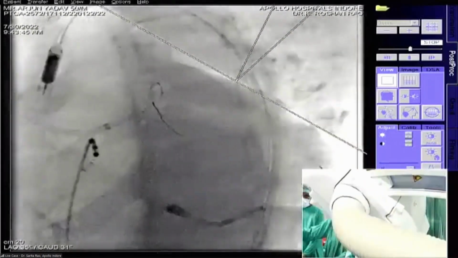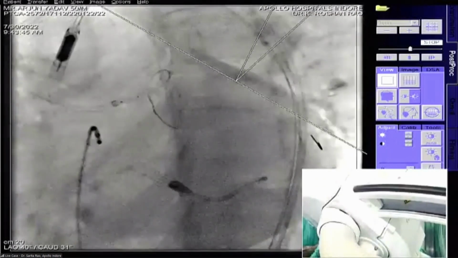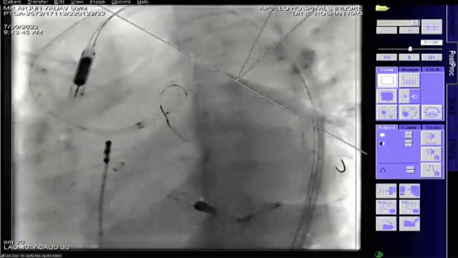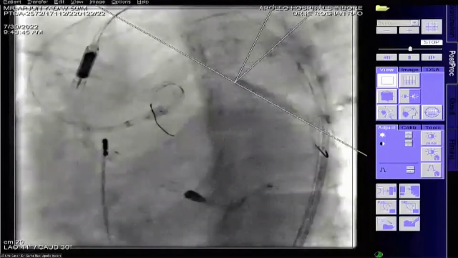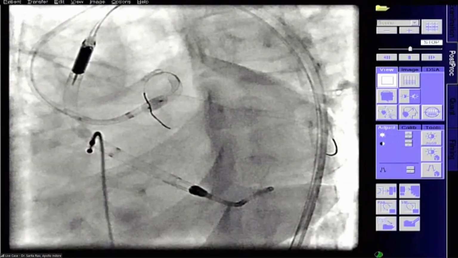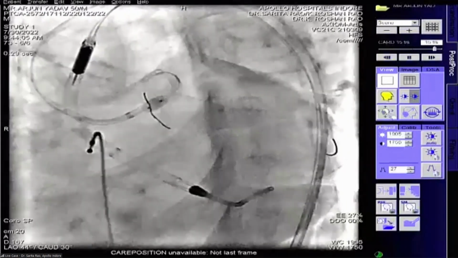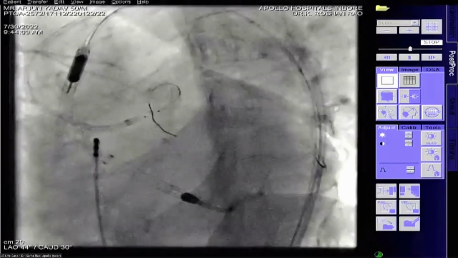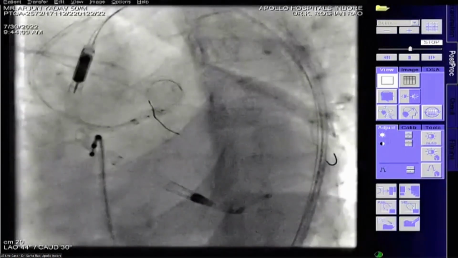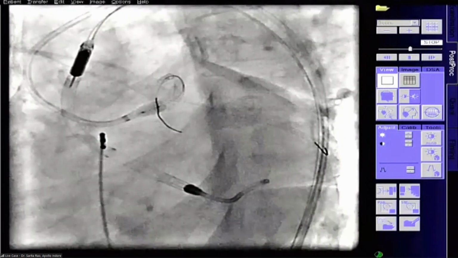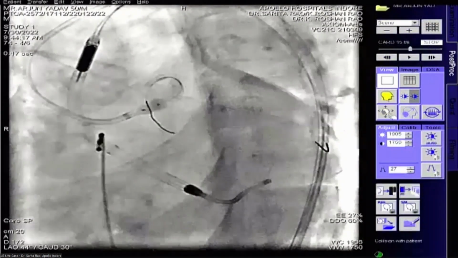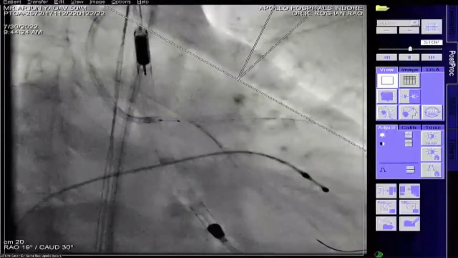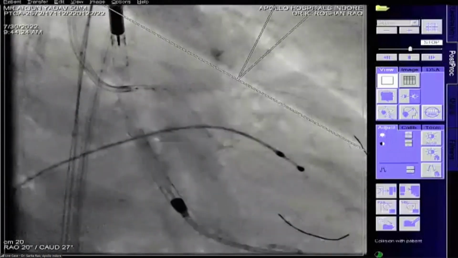Yeah. Pulling. Yeah, deflate. Deflate. Okay. If you want, you can go up to the carina, a little more distal also. That's what sir is telling.